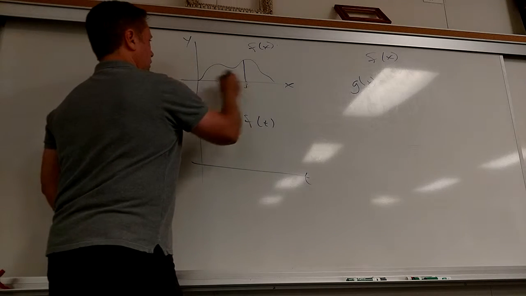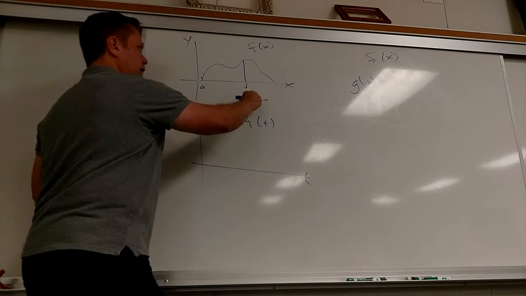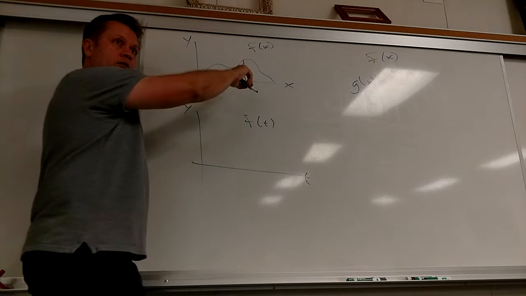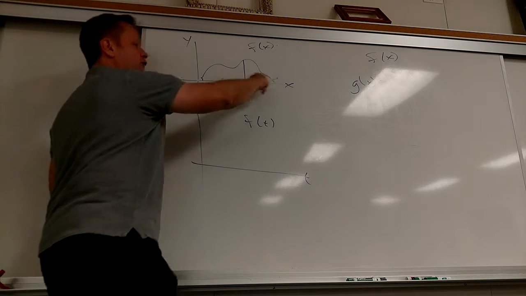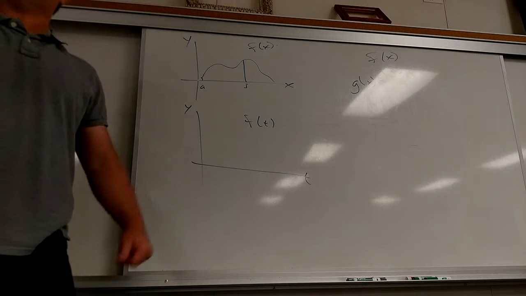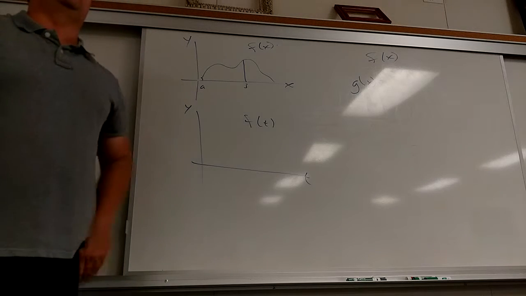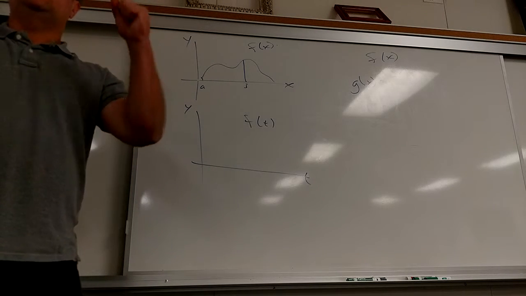So if I put a 3, it'll be the area from A to 3. If I put a 4, it'll be the area from A to 4, and so forth. So I want that up-to thing to be the variable. Stay with me now. You got to get this.